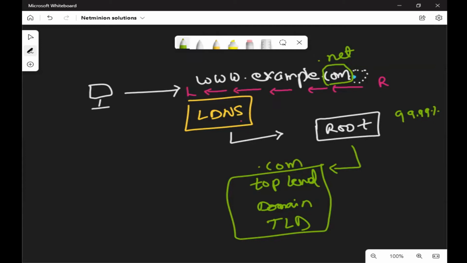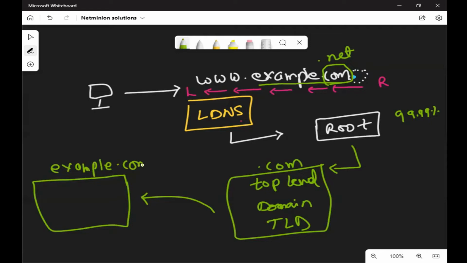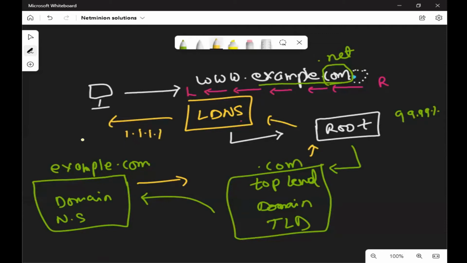Now the TLD will check that it's a .com, that's fine, and where does it need to send? It needs to send to example.com. It will send to another server that is maintaining the example.com domain. You can call it a domain name server. Once your query comes to the domain name server, if it is authorized to give the answer, it will send the IP. That IP will go back along the chain and ultimately be passed to the client, and the client will have the proper IP address, say 1.1.1.1, for the record you are looking for, www.example.com.